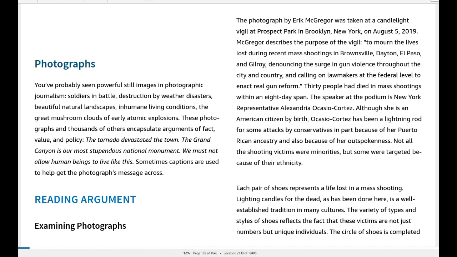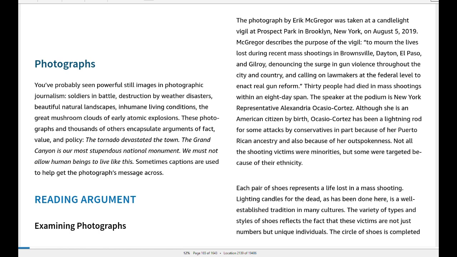Reading argument. Examining photographs. The photograph by Eric McGregor was taken at a candlelight vigil at Prospect Park in Brooklyn, New York on August 5, 2019. McGregor describes the purpose of the vigil: to mourn the lives lost during recent mass shootings in Brownsville, Daytona, El Paso, and Gilroy, denouncing the surge in gun violence throughout the city and country, and calling on lawmakers at the federal level to enact real gun reform. 30 people had died in mass shootings within an 80-day span.